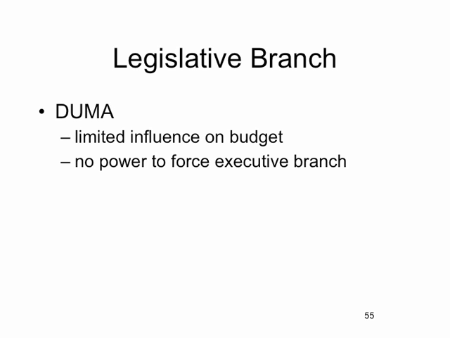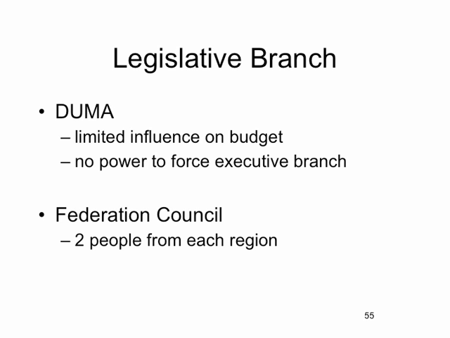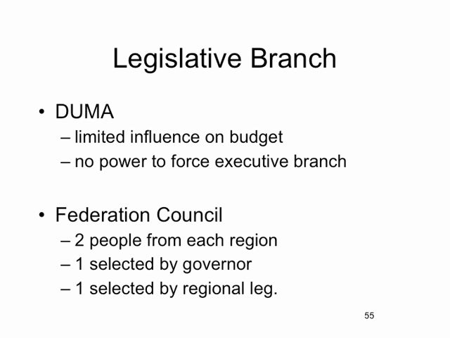Also, I will point out that there's an upper house, and that's the Federation Council. The Federation Council, a little bit like our Senate, has 2 people from each region, and they represent local interests. How are they chosen? Very different from the American system. One is selected by the governor, and guess who appointed governors? Remember, that's Putin. So he has a lot of say over who's in this council. And one is selected by those regional legislatures. So that's your old double distillation, if you remember that from American history.